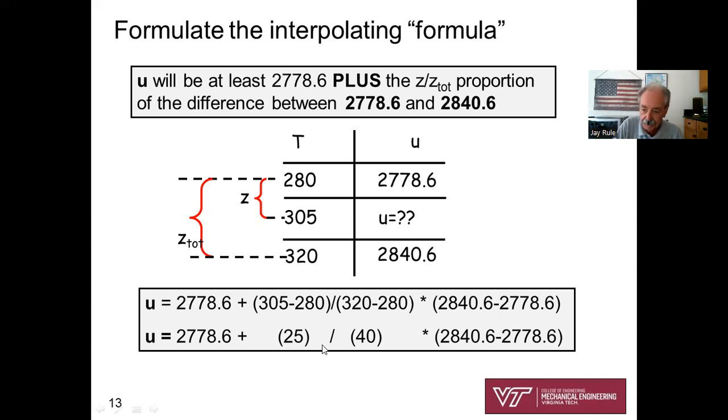Now, some students, myself included back in the day, very often I would have this table written down, but I wouldn't write down the first line, but I would write down the second line. U is 2778.6. With my eyes, I did the math. 305 minus 280 is 25, divided by 320 minus 280, that's 40. I'd write that down, times, and then I would write out this difference, 2840.6, because these properties in thermo are never integers. It's not math you can do in your head.